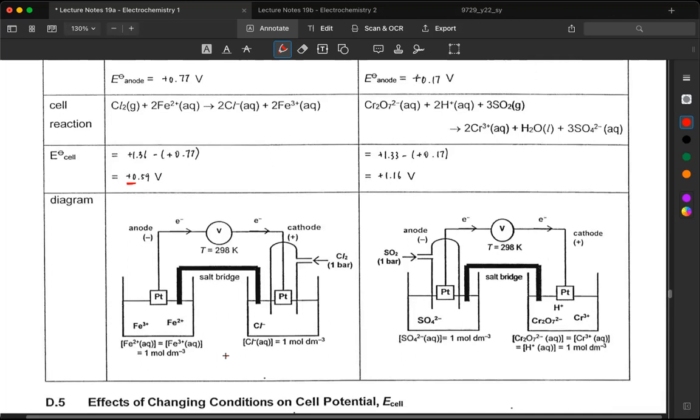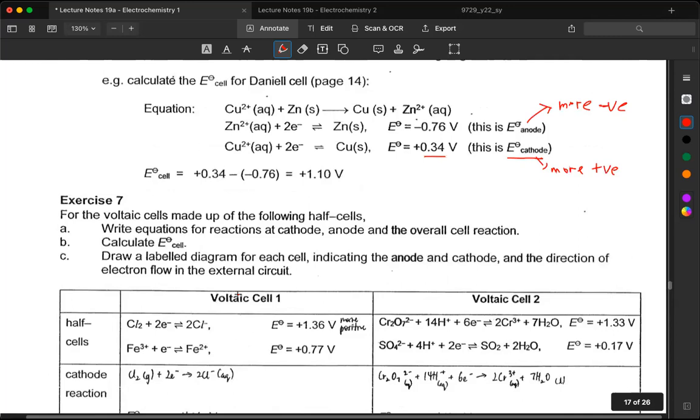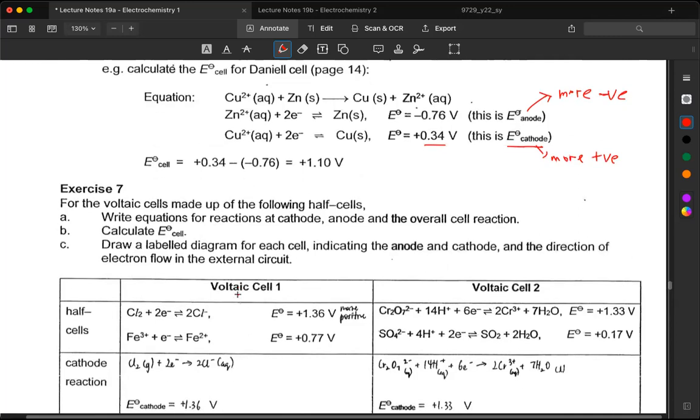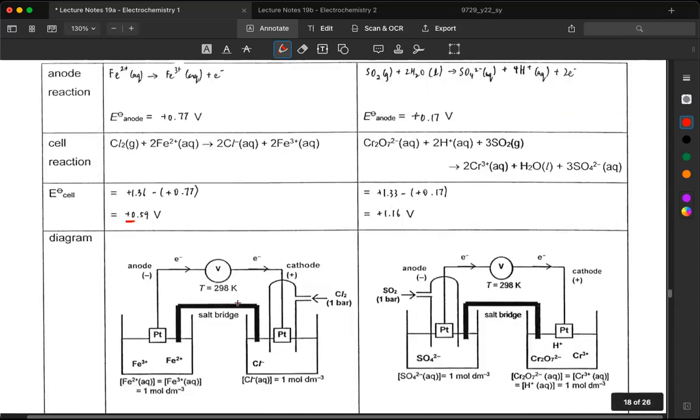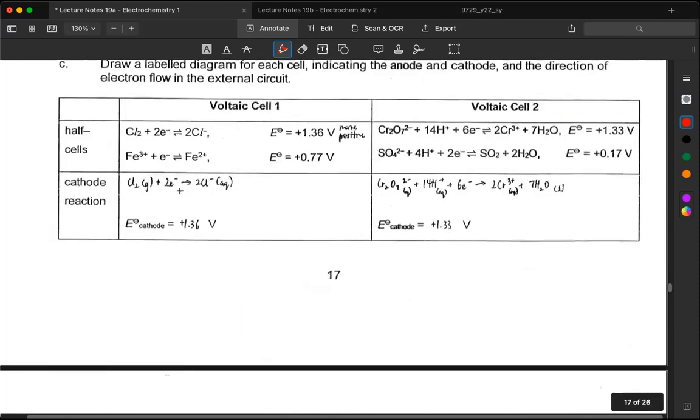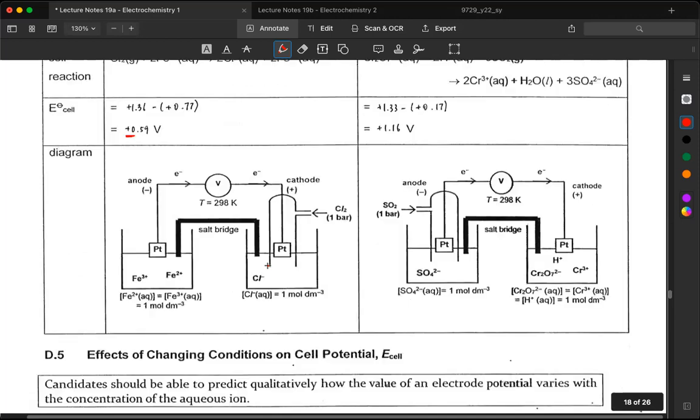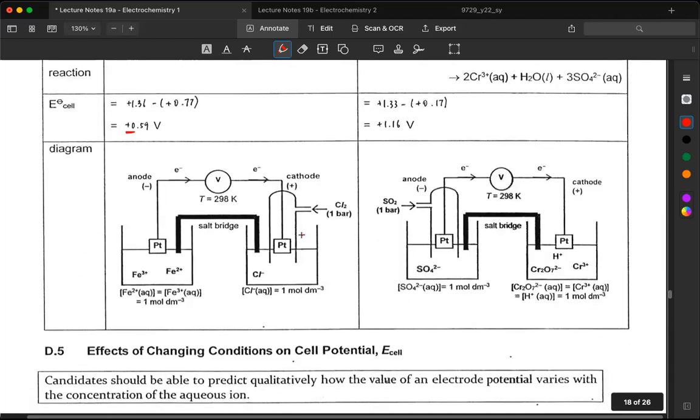And then after that, they want you to draw the half cell. Because you know why? Because one of them is a gas, Cl2. So it's something like the hydrogen electrode, SHE. So you must draw something like that. For Cl2, indicate the standard condition: 1 bar, the gas must indicate the pressure, and indicate the concentration.